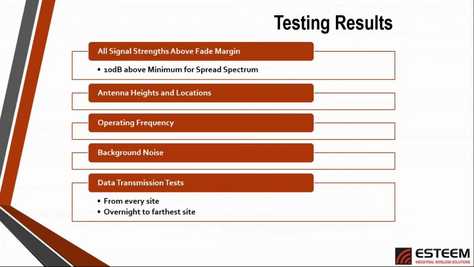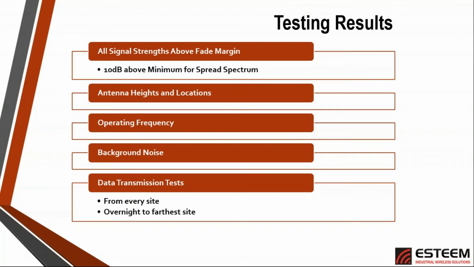So what should we have when we're done? What are the things that we're going to need? The greatest thing we need to understand is that we have a signal strength, and that signal strength is above our fade margin, a 10 dB minimum for our spread spectrum radios, for all locations.